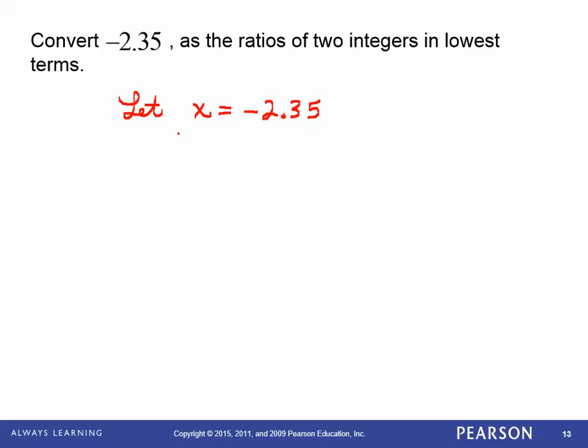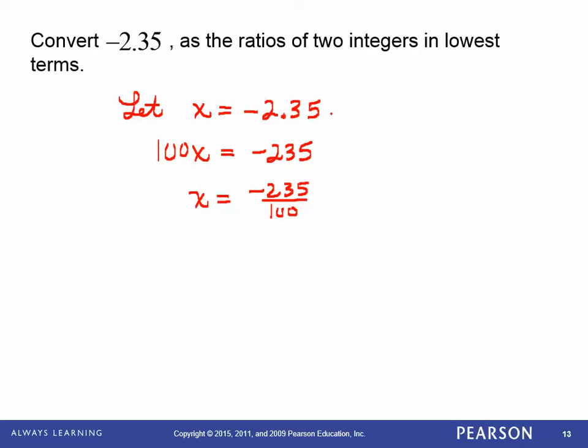Still the same thing here. We're going to let x equal a negative 2.35. And this time, since the decimal stops, all we've got to do is get rid of the decimal. So technically, I've got to multiply by 10, 100. I want to get the decimal all the way to the end of the number. By doing so, I have to multiply both sides by 100. So now it becomes 100x is equal to negative 235. And I've got it. So let's divide by 100 on both sides.